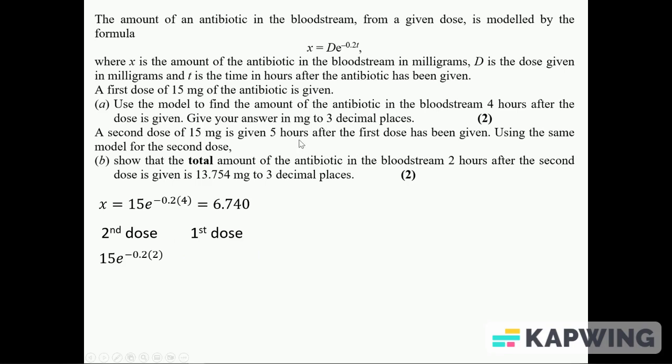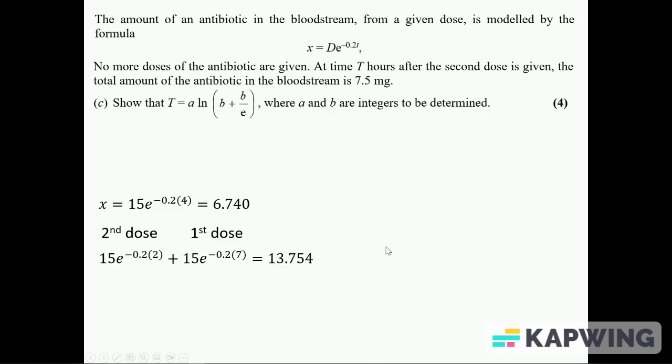The first dose has been in for 7 hours altogether, though. So that'll be 15e to the minus 0.2 times 7. Stick that in the calculator, you get 13.754.